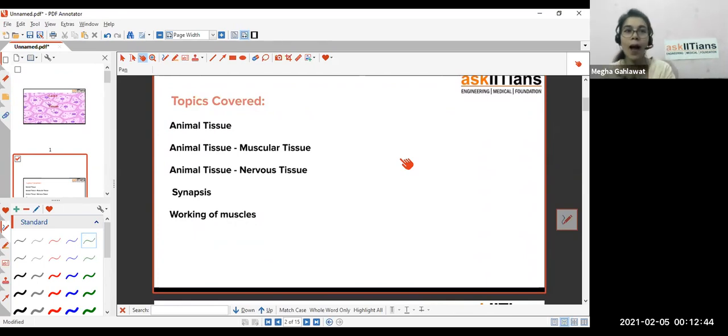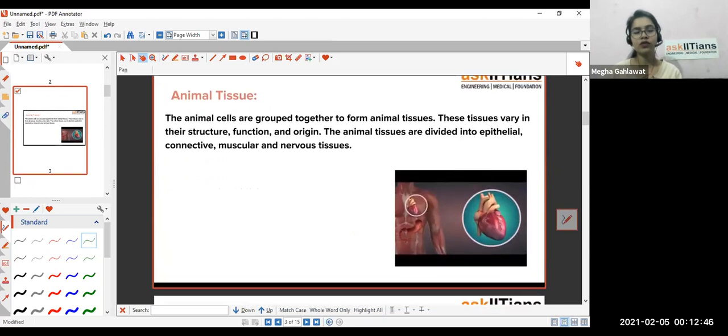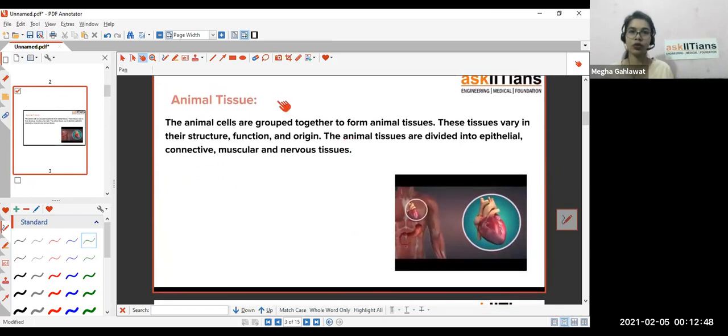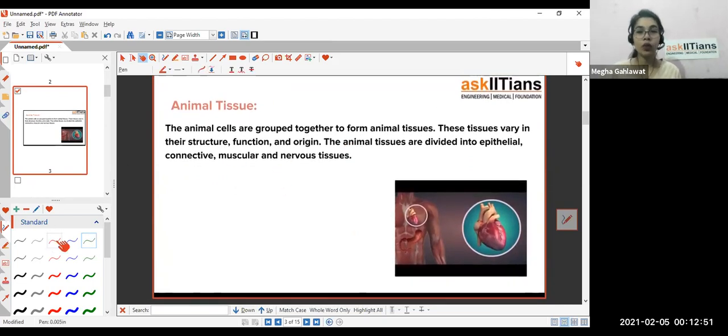Okay, now moving to revising, first of all, what actually is the animal tissue. Animal tissues are things which can vary, meaning they could be different from each other from the structure point of view, function point of view, and the origin point of view. Origin means they could be originating from different layers of the embryo. We'll be learning more about that in the higher classes, and they're divided into epithelial, connective, muscular, and nervous. Epithelial is done, connective is done, and we'll be doing the muscular and nervous tissue in this particular lesson.